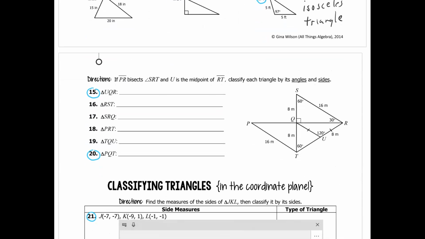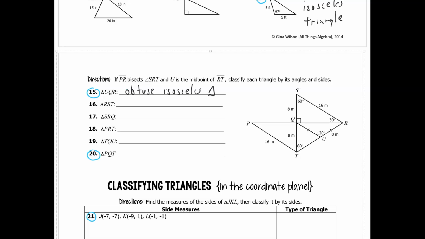So here we're going to look at 2 examples where we're going to classify by both angles and sides, but this is in a much bigger diagram. So let's find the triangle UQR. So UQR, U is over here, Q and R. So it's this triangle here. All right, well that triangle is obtuse because it has a 120-degree angle and it's isosceles. So that's obtuse, isosceles. I think I'm going to go back to using just a picture. It takes too long to write the whole word.